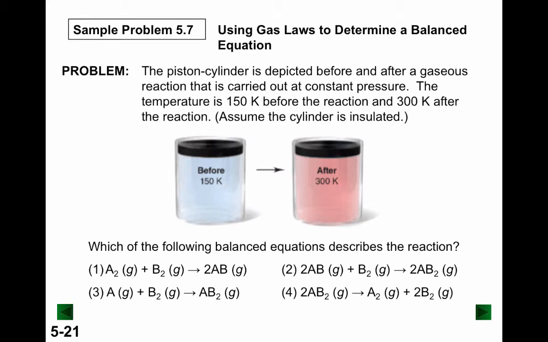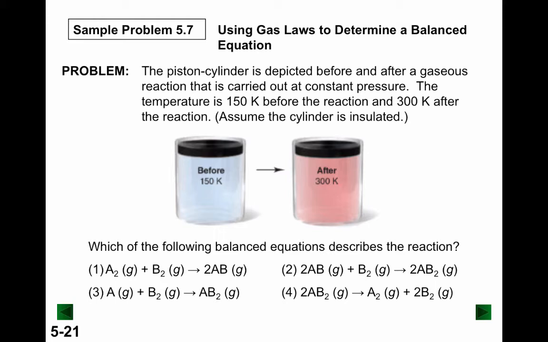The problem states that the reaction takes place under constant pressure, and we can tell from the pistons that while the temperature doubles, the volume stays the same. If the amount of gas present, N, were constant, then Charles' law will tell us that as the temperature doubles, the volume would double. Since this is not the case, the amount of gas present cannot be constant.